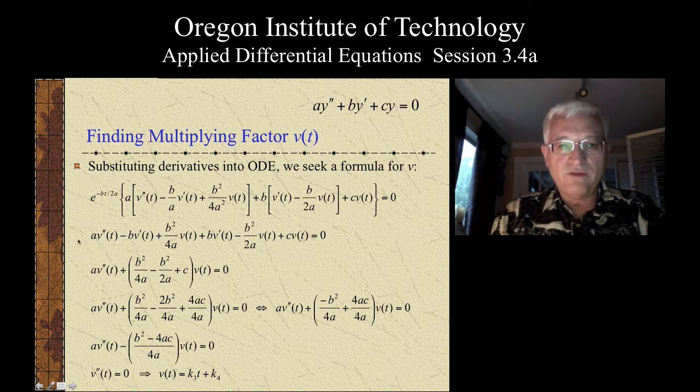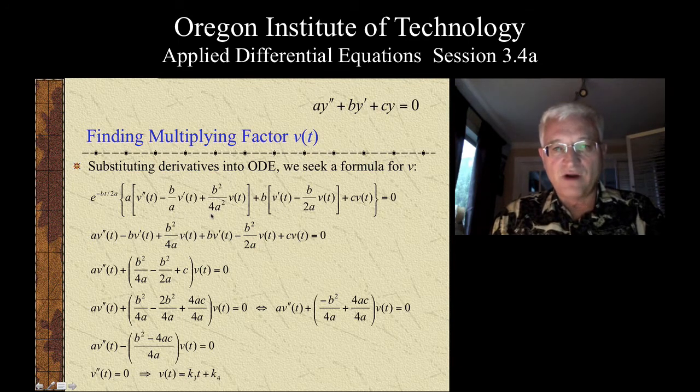So now if we multiply through the a, we're going to get a v double prime. We're going to be able to cancel this a with this one, leaving us just a bv prime. That helps a little bit. And this a can cancel with one of those two a's, the a squared there, and we end up getting this coefficient times v of t. So that takes care of that part of it.